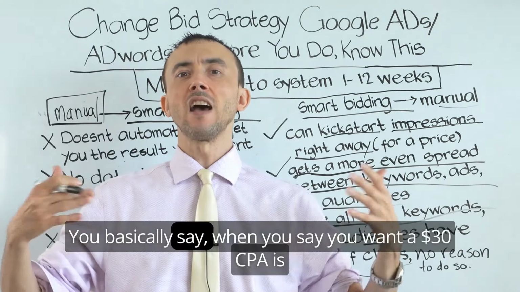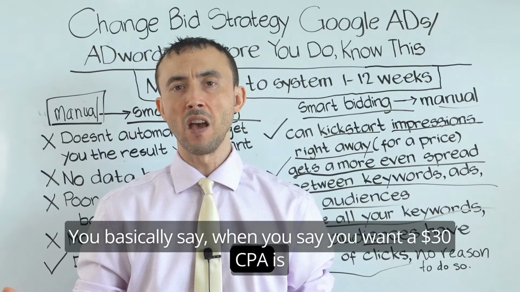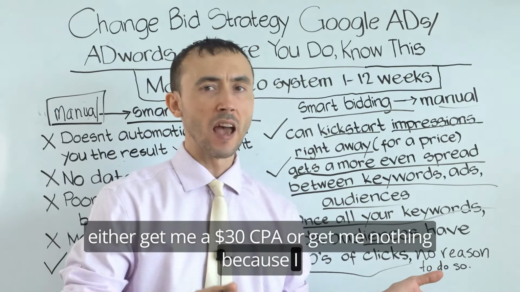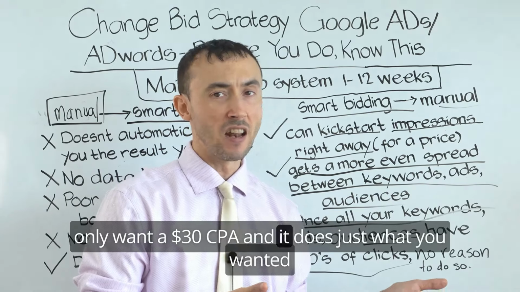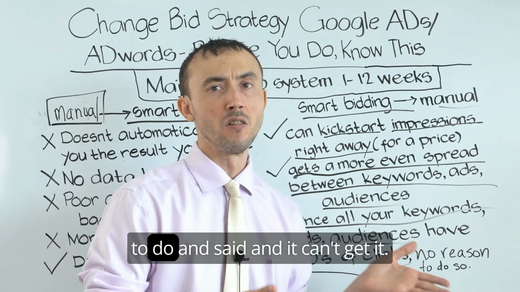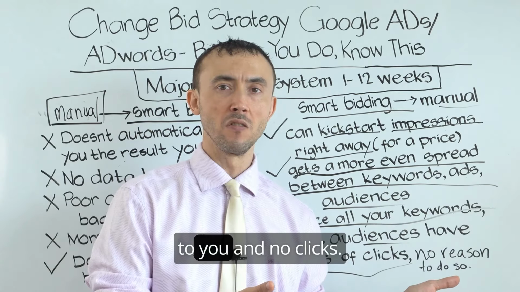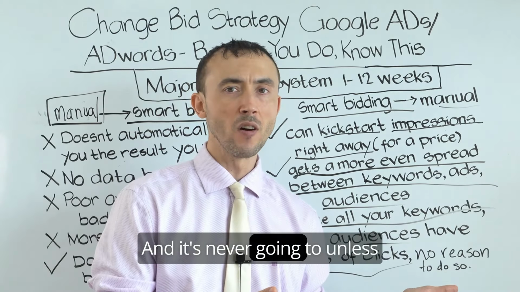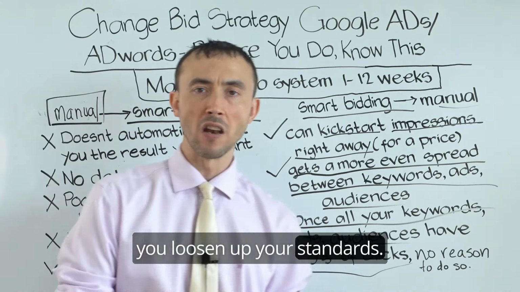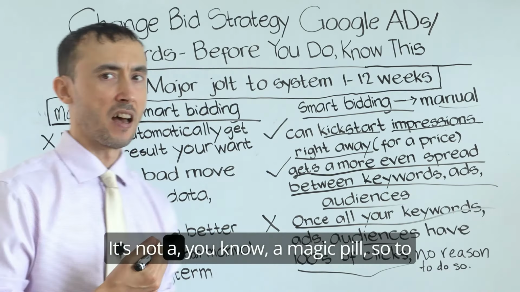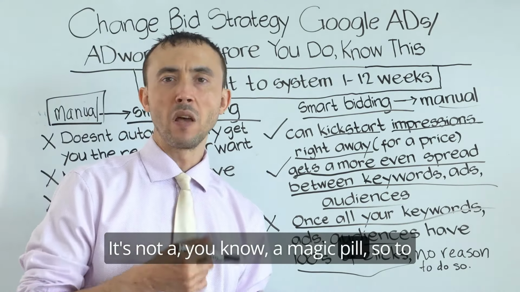When you say you want a $30 CPA, you basically say either get me a $30 CPA or get me nothing. It does just what you told it to do, and it can't get it, so it isn't delivering any impressions or clicks, and it never will unless you loosen up your standards. So you just have to know that about smart bidding. It's not a magic pill, so to say.